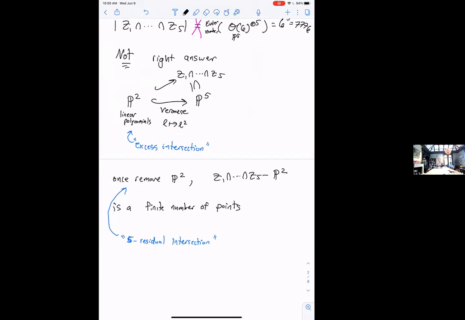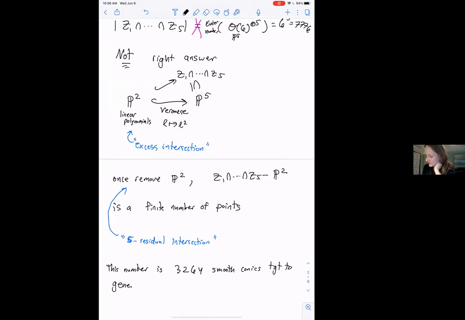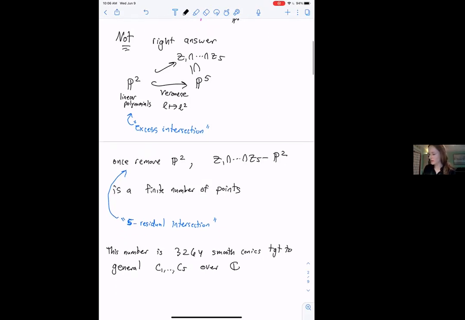There are a finite number of points. This number is 3264 smooth conics tangent to general C1 through C5 over C, the complex numbers. And it doesn't matter which general conics you choose. You have invariance of number here, so it's independent of C1 through C5. That's a very attractive answer.